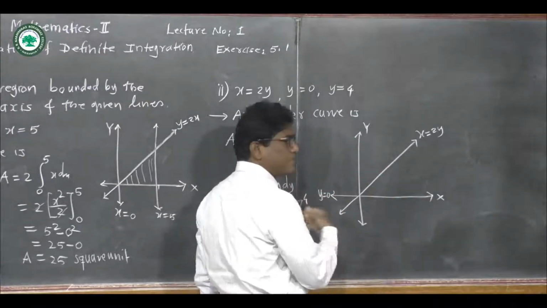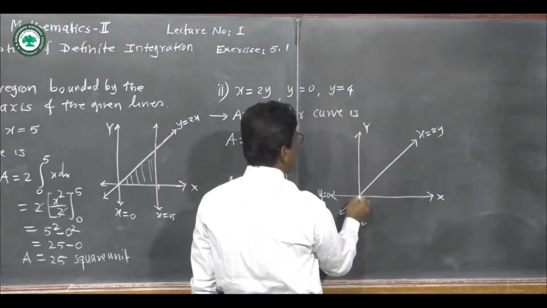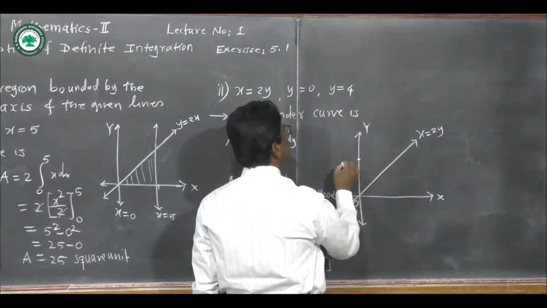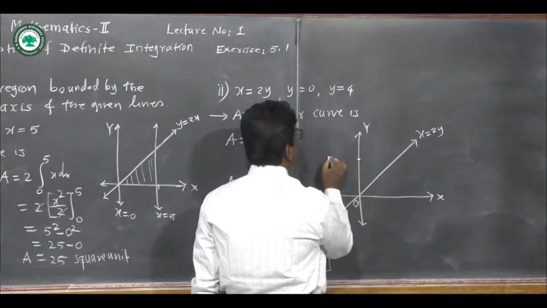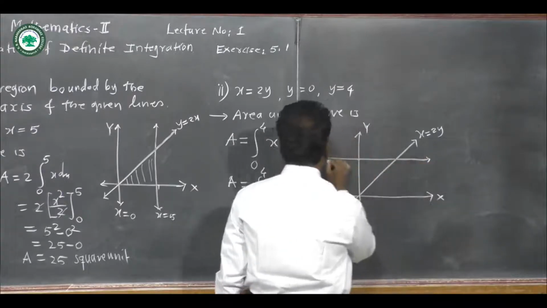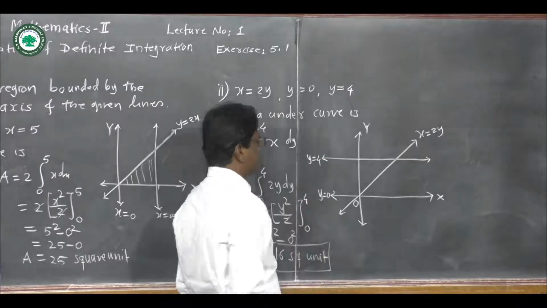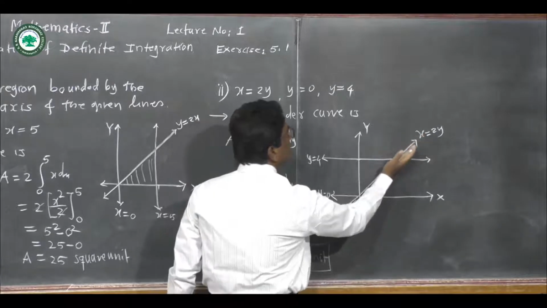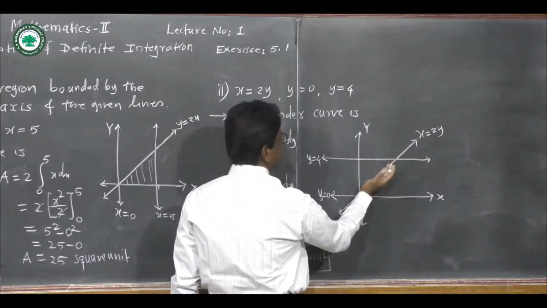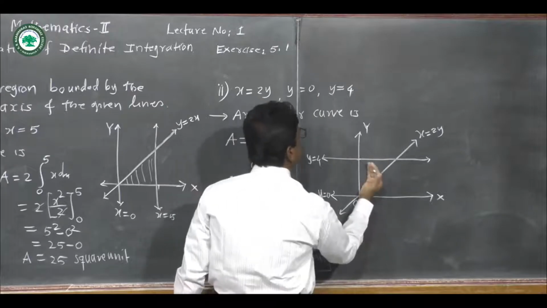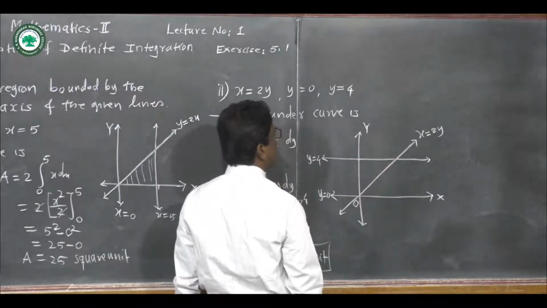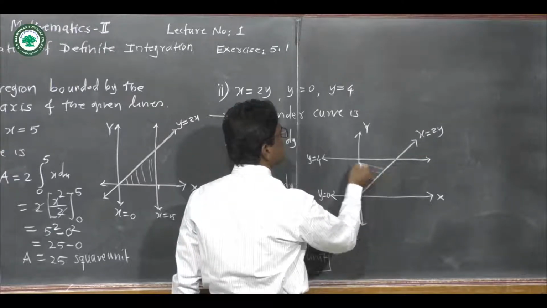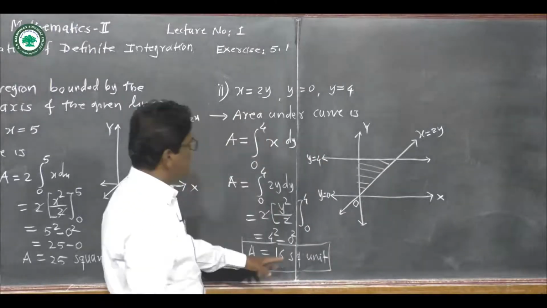This is y is equal to 0, means on the x-axis, the y coordinate is 0. Now y is equal to 4. Suppose here 0, 1, 2, 3, 4. Here y is equal to 4, and draw this line. This line is y is equal to 4. Now we have to find the area bounded by the curve x is equal to 2y, y is equal to 0 and y is equal to 4 and the y-axis. So this is the required area, and this required area is how much? 16 square unit.